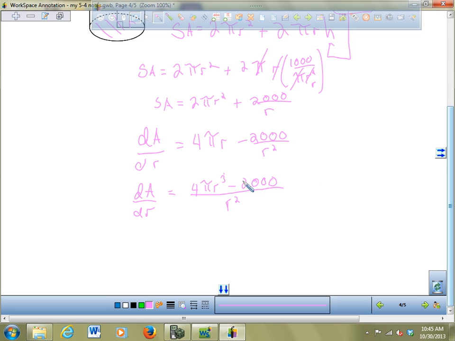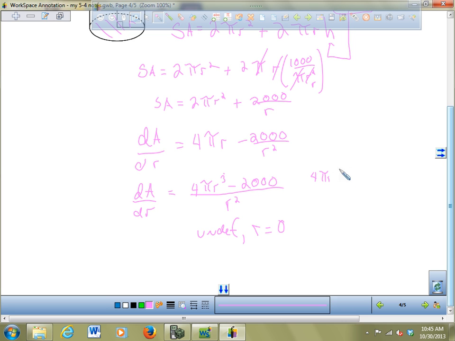And so what you want to do is see where this derivative is either undefined or 0, right? Undefined doesn't help you because what's your radius going to be? The derivative is undefined when r equals 0, but you can't have a 0 radius, right? So that's not in the domain of my function, okay? So I'm just going to look at where the top is equal to 0.